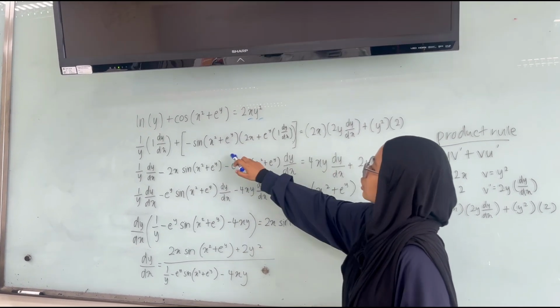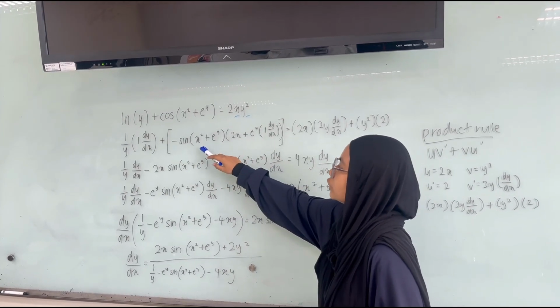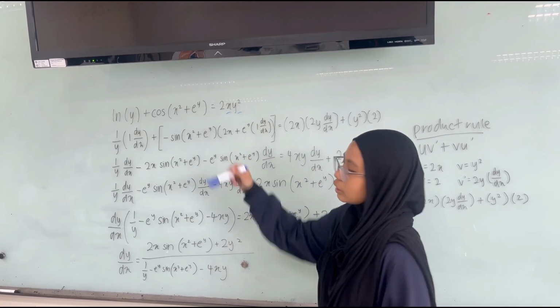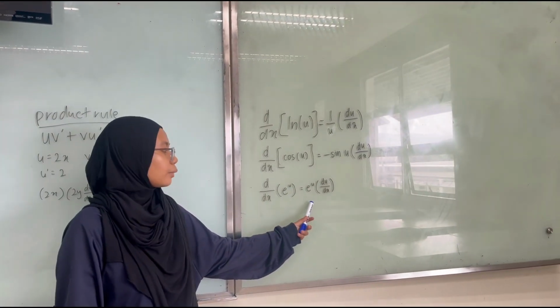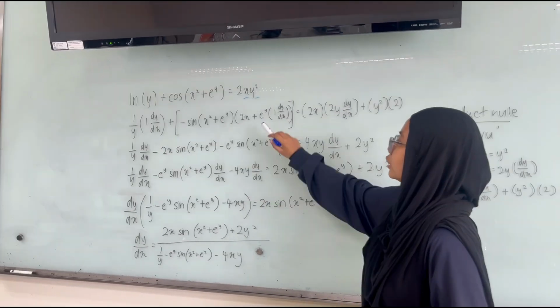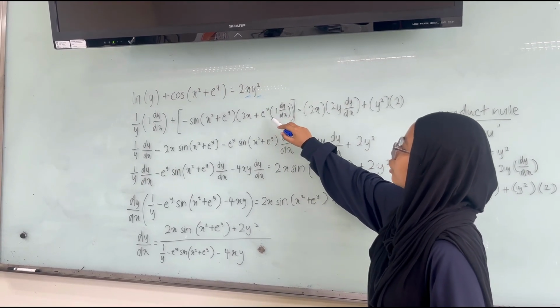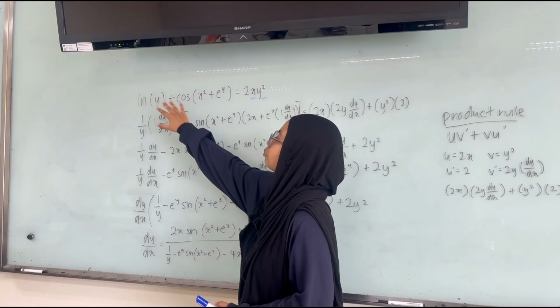So 2x differentiates into 2, x squared differentiates into 2x, and the exponent e^y differentiates into e^u multiplied by du over dx. Our u here is y, so e^y multiplied by the derivative of y, which is 1, dy over dx. So we're done here.